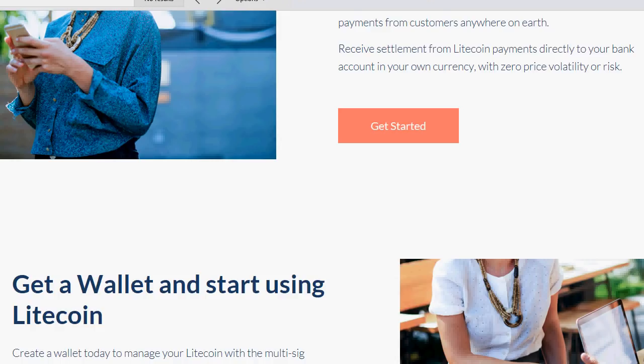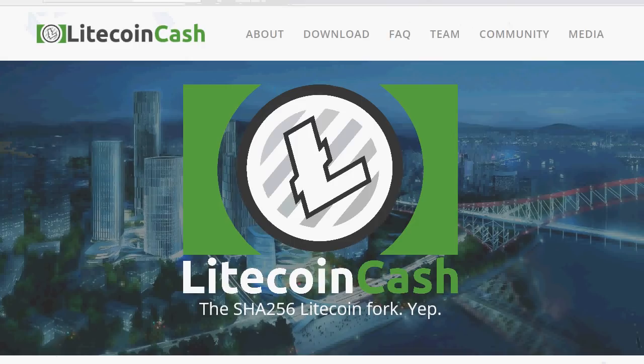Let's move on to the Litecoin Cash with a fork coming soon. And I'm on the website where we see About, Download, FAQ, Team, Community, and Media. Litecoin with the green stuff around it. The SHA 256 Litecoin fork. Yep. They might be watching too much WWE SmackDown following Sami Zayn and Kevin Owens. I'm not too sure about this.